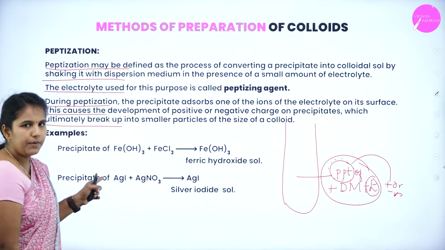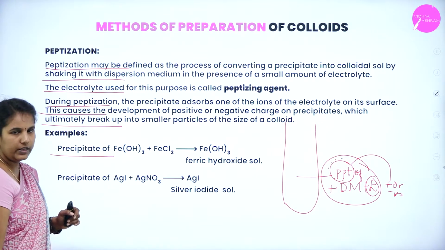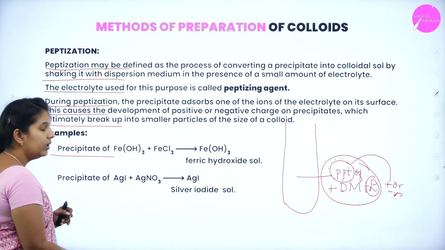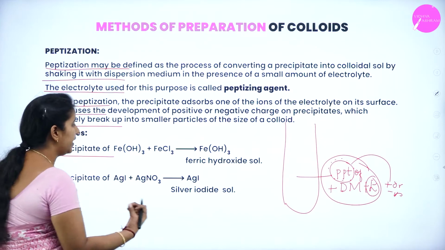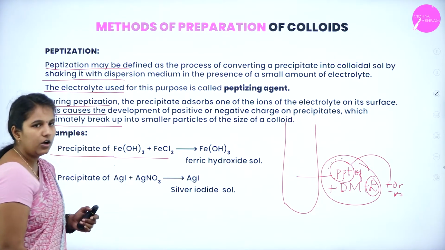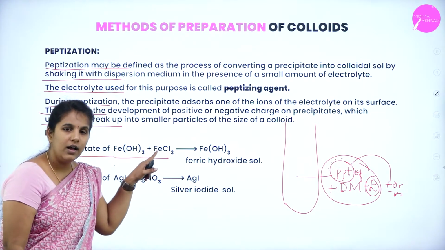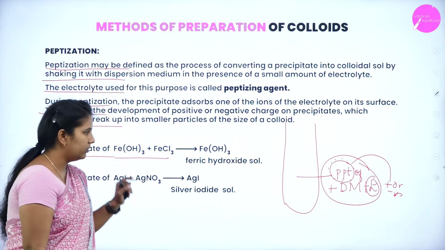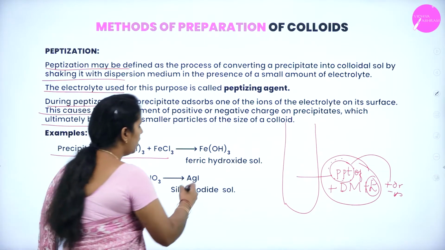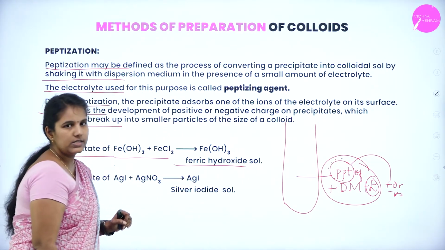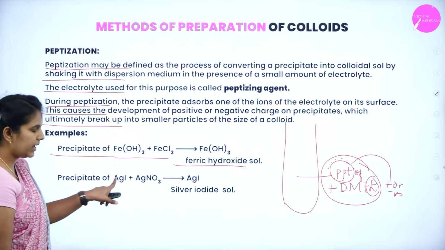Let's take an example where you are going to take the precipitate of Fe(OH)3, that is ferric hydroxide. To this, I am adding an electrolyte, ferric chloride. To the ferric hydroxide precipitate, I have added ferric chloride as an electrolyte. What does it do? It receives the positive charge to form a colloidal ferric hydroxide sol. Similarly, you can take the precipitate of silver iodide.